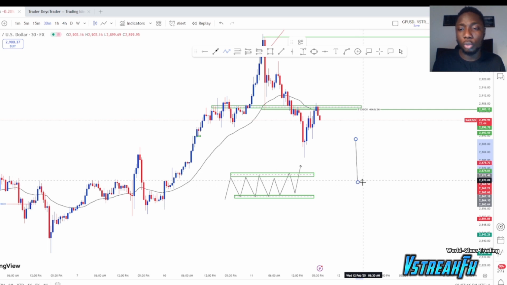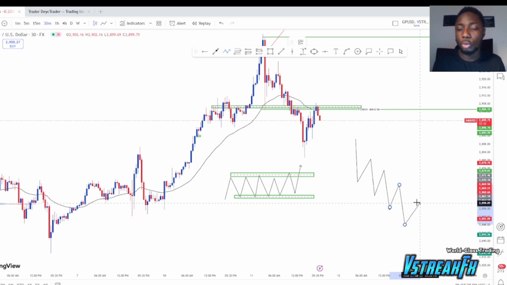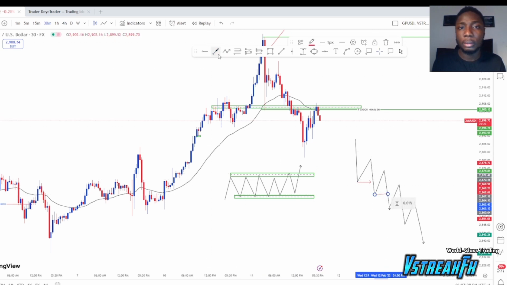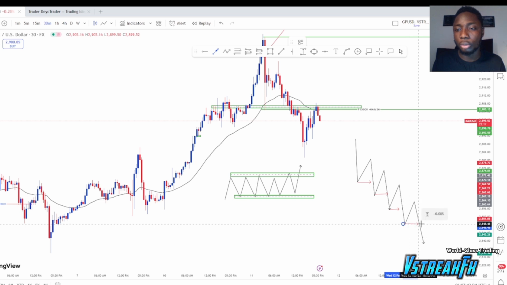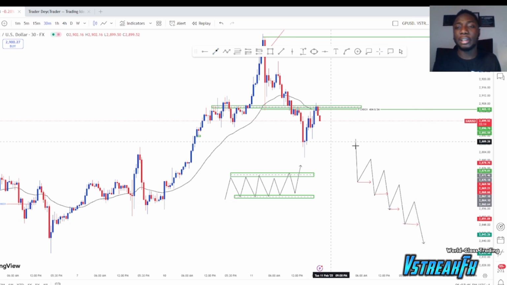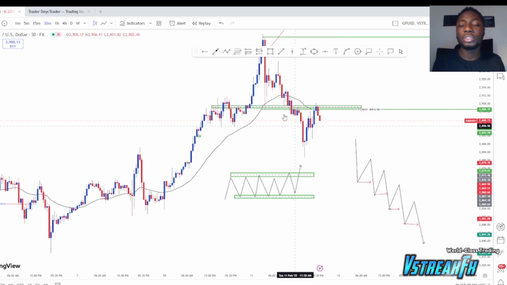When we have the creation of a lower low and a lower high, a new low, lower high, new low, lower high, new low, we have a break of structure, break of structure, break of structure, and another break of structure. So the price can move in any of these ways to the downside, and any time it moves, it keeps breaking a level of support and using it as resistance.